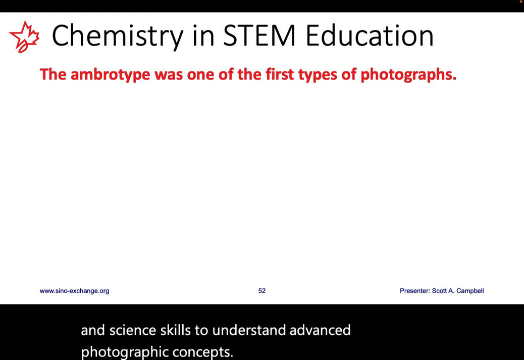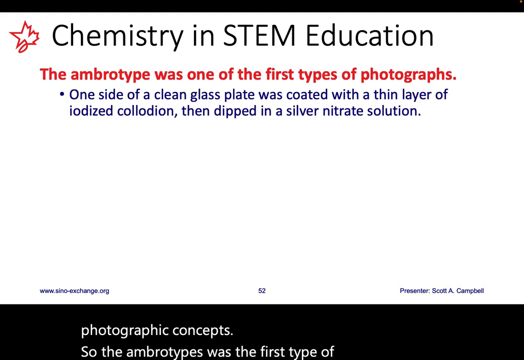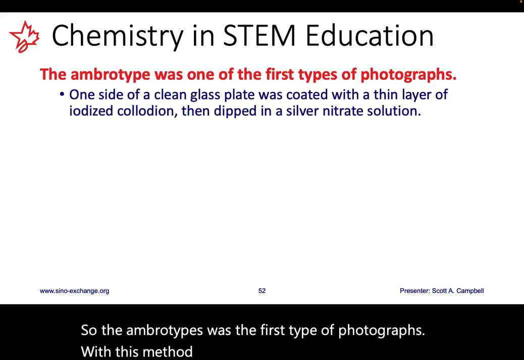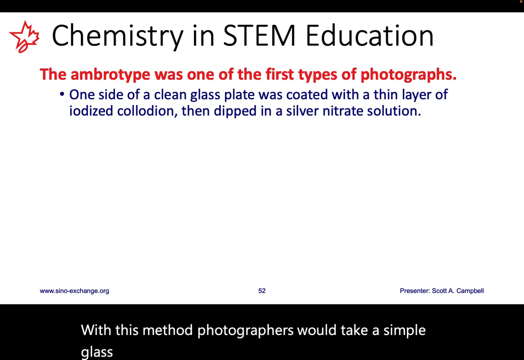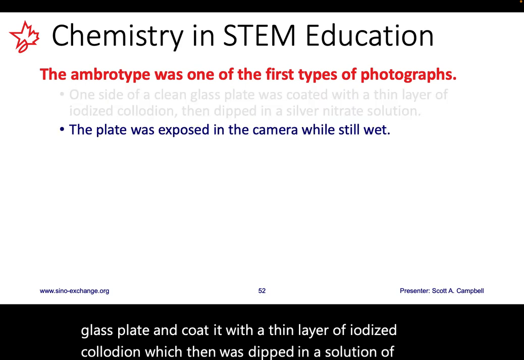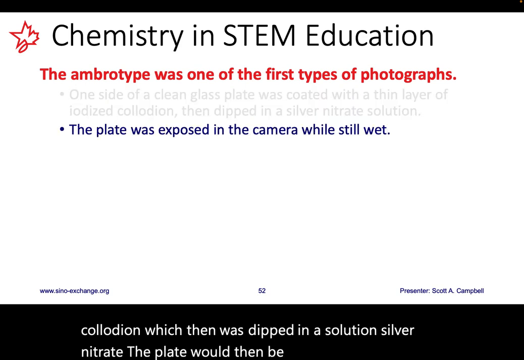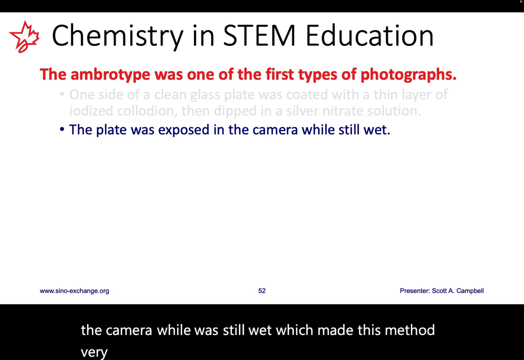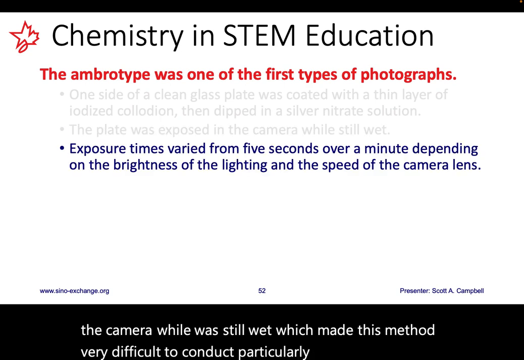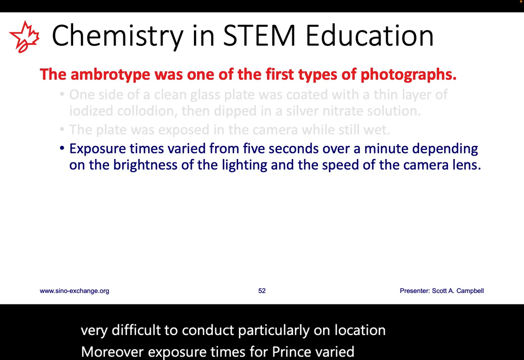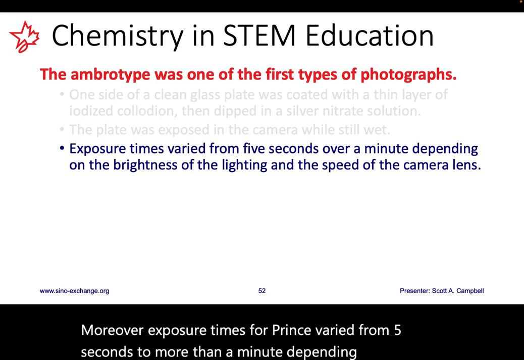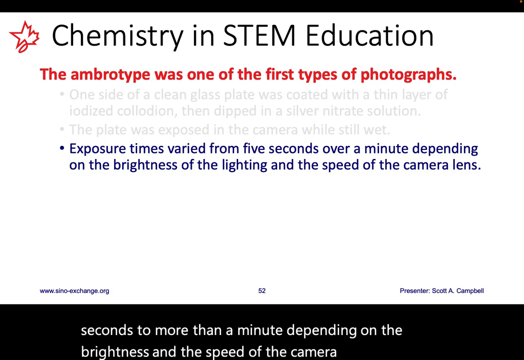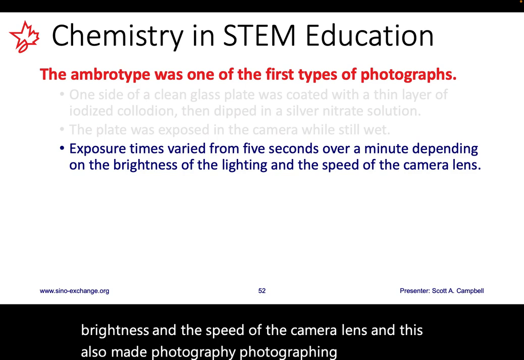So the ambrotype was the first type of photographs. With this method, photographers would take a simple glass plate and coat it with a thin layer of iodized collodion, which then was dipped in a solution of silver nitrate. The plate would then be exposed to light inside the camera while it was still wet, which made this method very difficult to conduct, particularly when on location. Moreover, exposure times for prints varied from 5 seconds to more than a minute depending on the brightness and the speed of the camera lens, and this also made photographing objects more difficult.